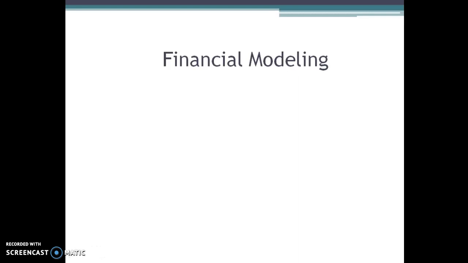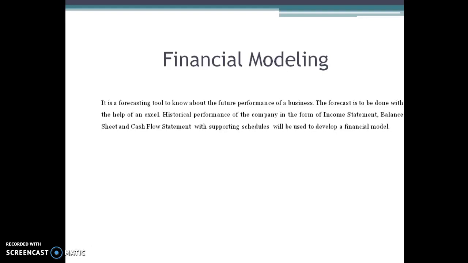Hello everyone, welcome to the very first session of financial modeling. In this session, we are going to discuss the meaning of financial modeling, what a financial model looks like, and what the various uses of financial modeling are.